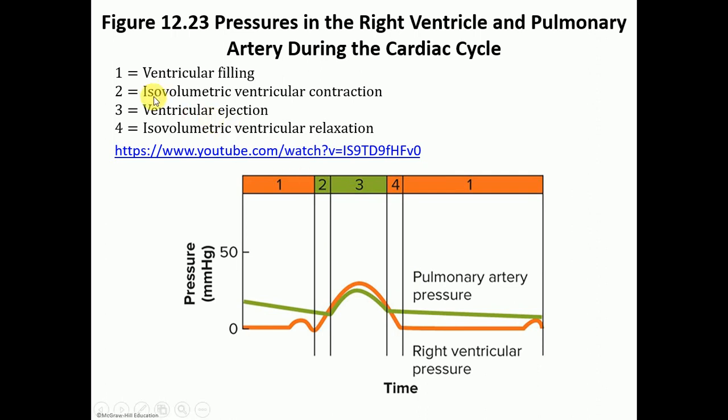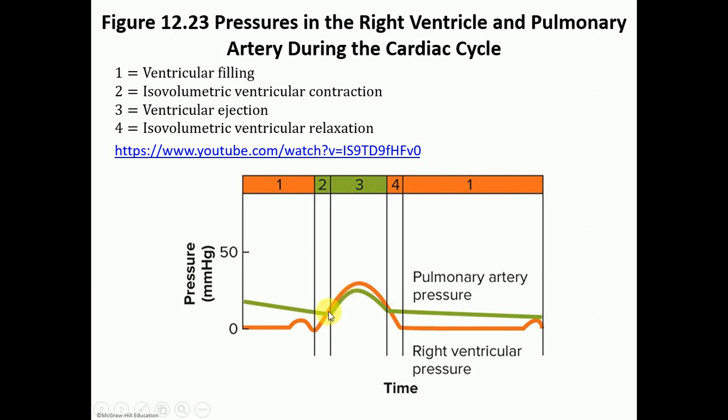So we'll start off just like we started off in the previous slide. We'll start off with the isovolumetric ventricular contraction, which is this phase right here. So isovolumetric ventricular contraction means the ventricles are contracting while all valves are closed. Okay, so try to think about it. What do you think would happen to the pressure in the right ventricle? Well, that is going to definitely increase. Okay, while the pressure in the pulmonary artery is going to be getting less because there's no blood being pushed into it yet.